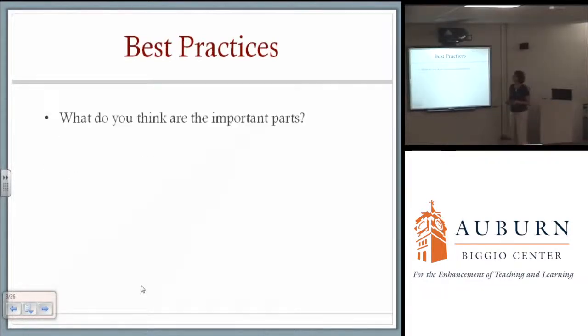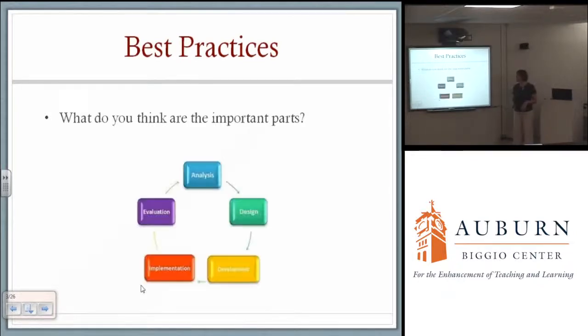Okay, so we talked about some of these things. What do you think are important? Discussions, all these different areas, but we're going to talk a little bit about how you start to build an actual course online and then incorporate some of these pieces as you go. So, what are the important parts?